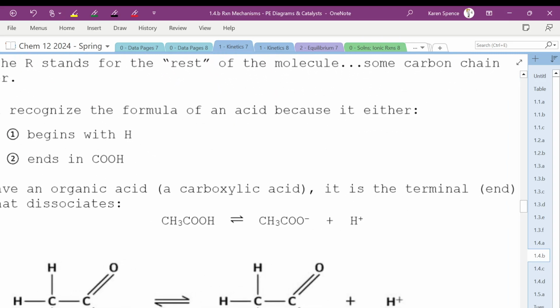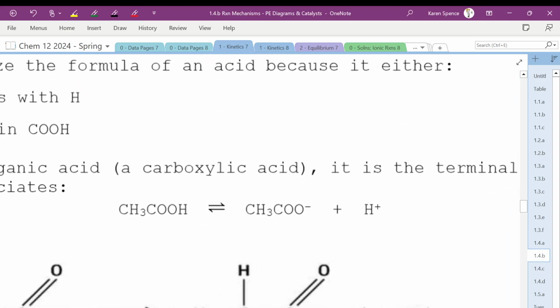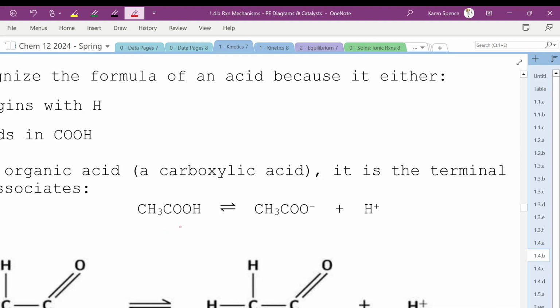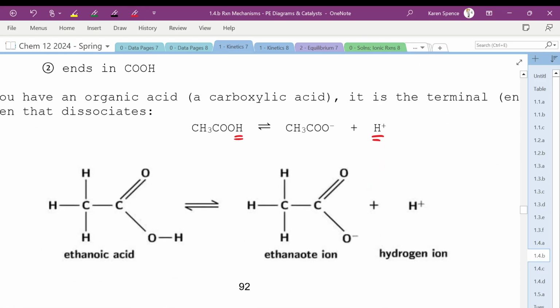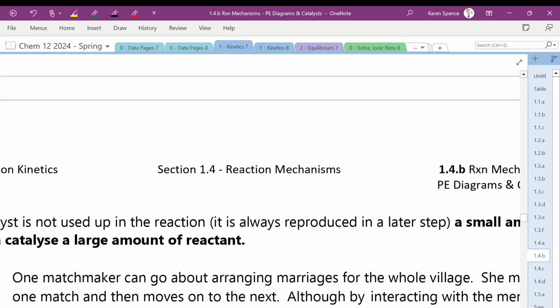But this is what the dissociation would look like for a carboxylic acid. This is the hydrogen that comes off, the one on the COOH. All right, and if you want to see what that looks like, it looks like that. Anyway, that was nice. Moving on.